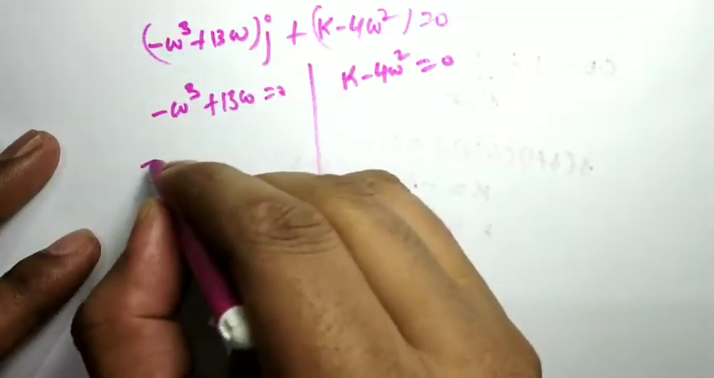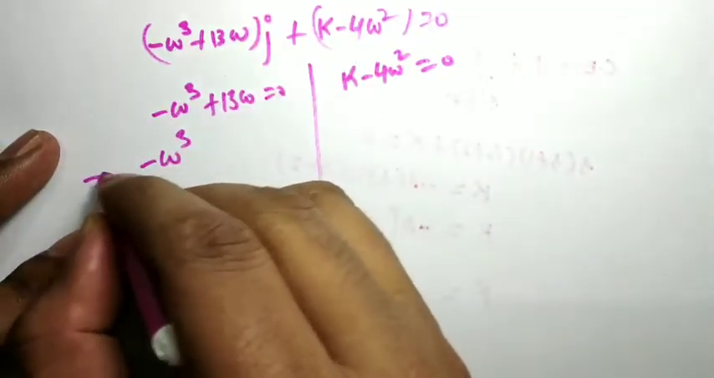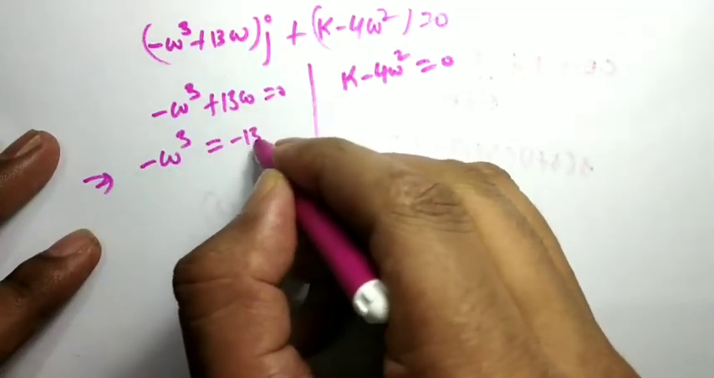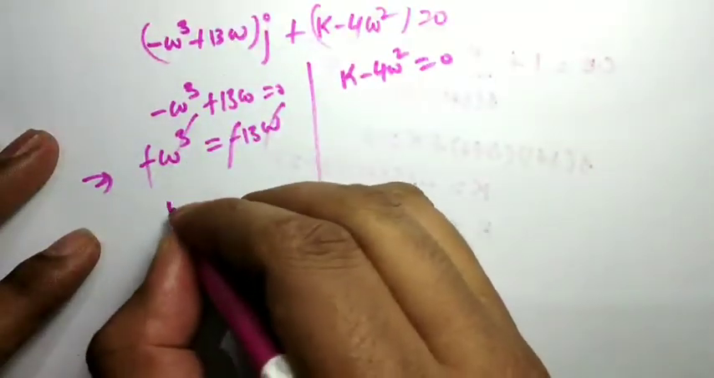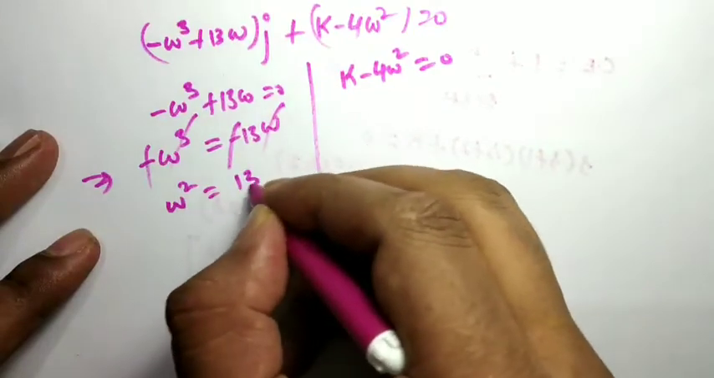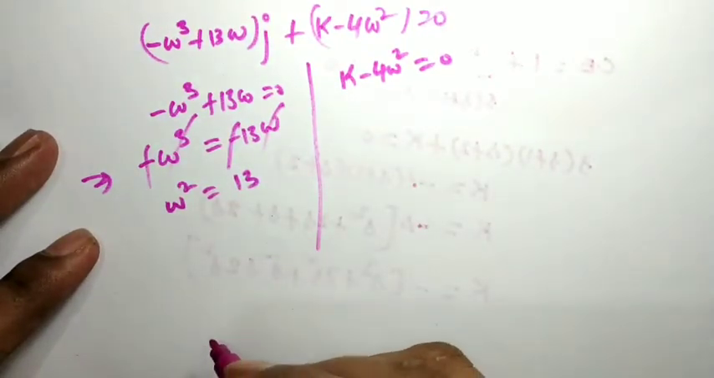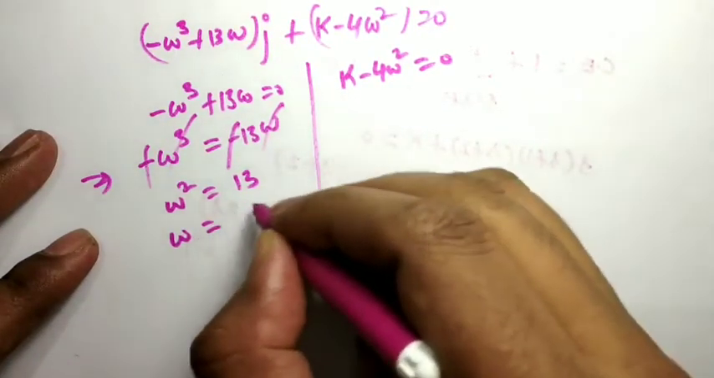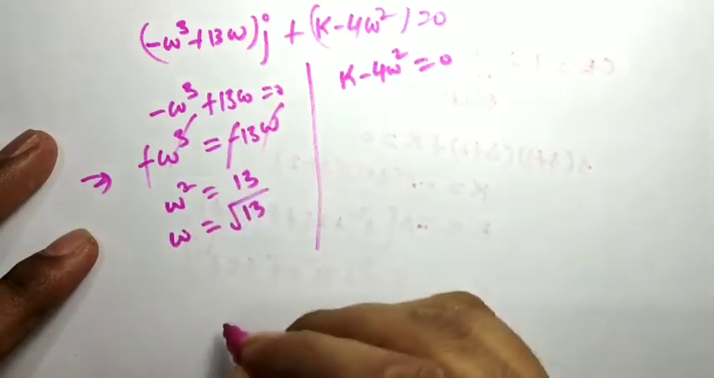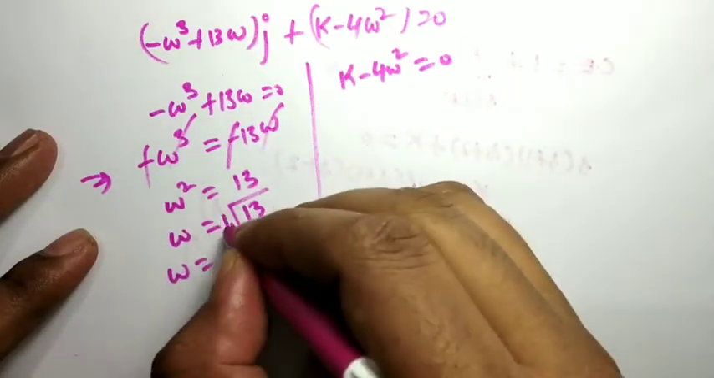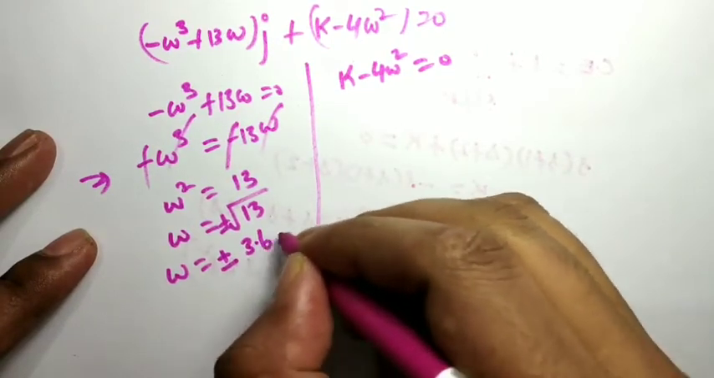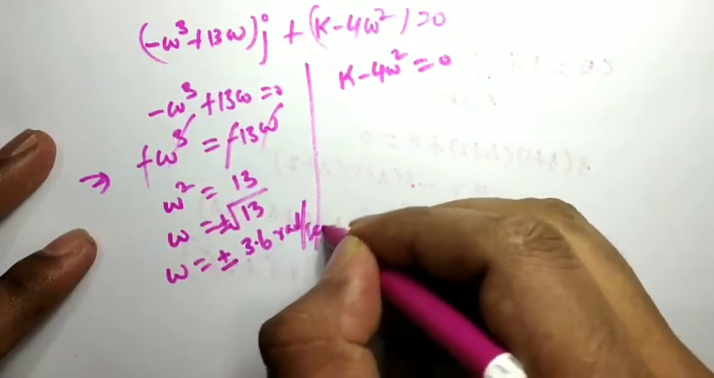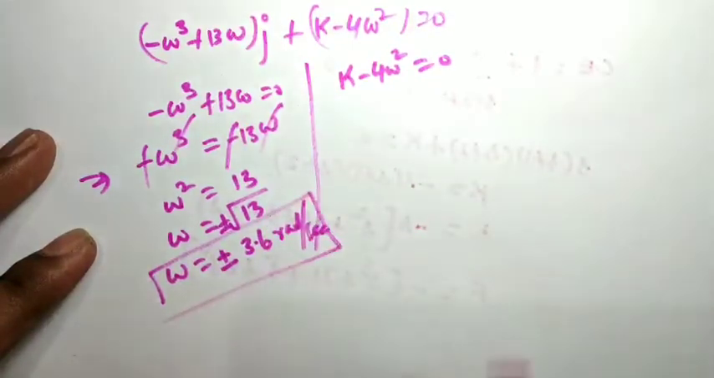So what do you get here? Minus omega cubed is equal to minus 13 omega, so minus gets cancelled, omega gets cancelled, omega square is equal to 13, right? So omega is equal to what? Root 13. So omega is equal to plus or minus 3.6 radians per second. So this is the omega value.